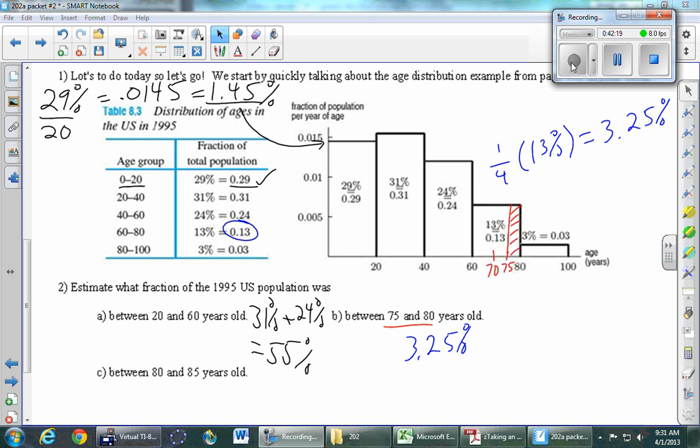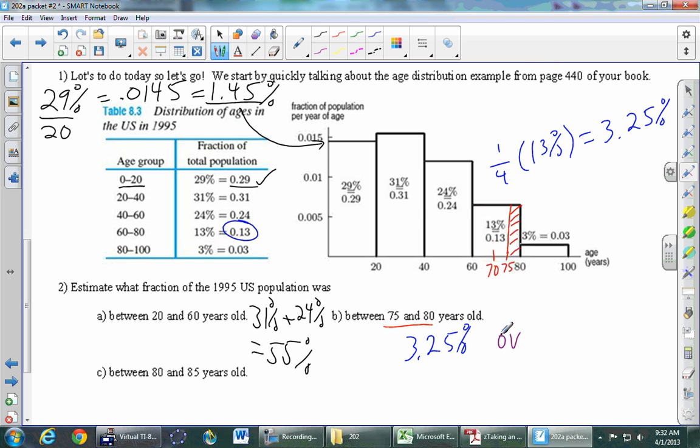Yeah, in order for it to be the right answer, we were assuming that the number of 61-year-olds is the same as the number of 79-year-olds. But in practice, we expect there are going to be more 61-year-olds than 79-year-olds because there will be people in between who didn't quite make it. So 3.25% feels like it's going to be an overestimate. It's the best we can do with the data we have, but it feels like it's an overestimate.